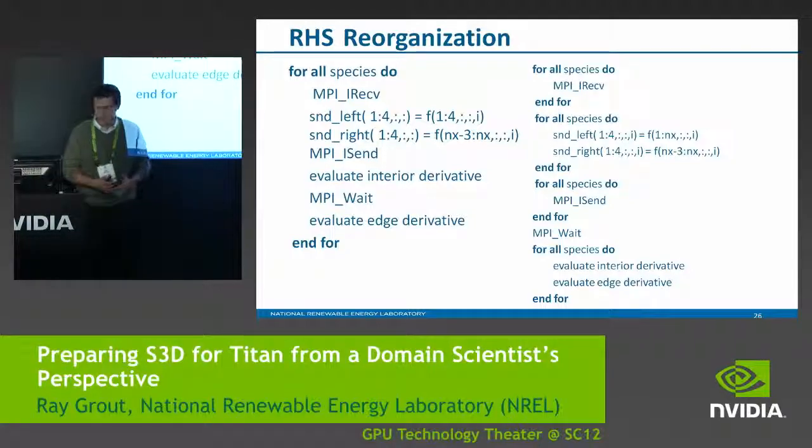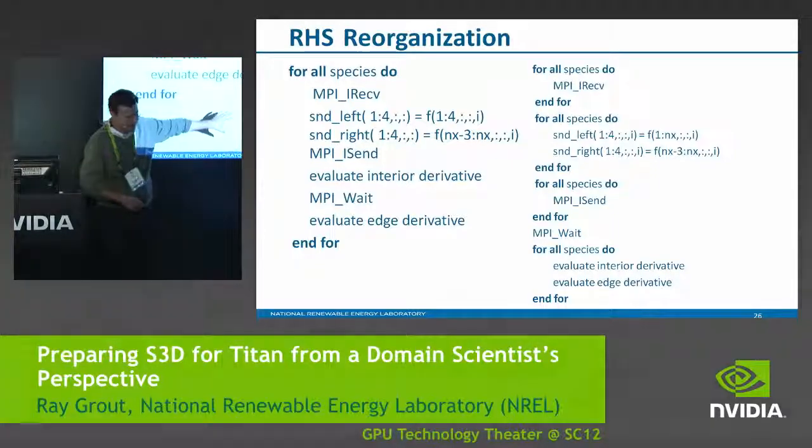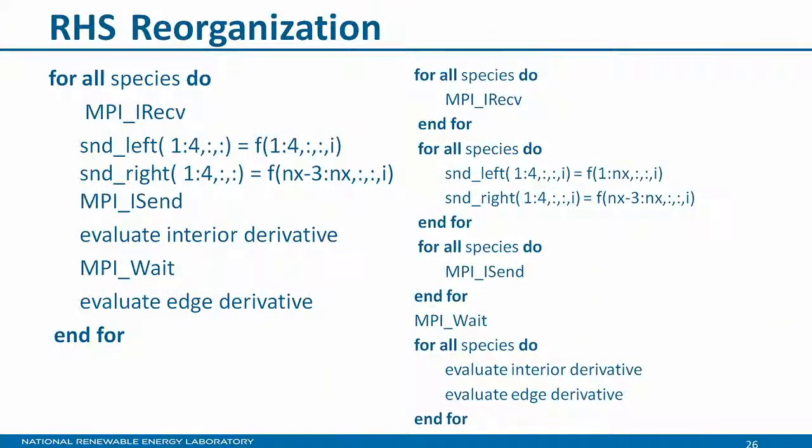It doesn't lend itself well towards aggregating communication and overlapping communication with compute when the compute required to do the interior isn't sufficient. So we restructured a lot of these things, at the expense of some more scratch memory, to do the sends and then wait and then do all of the derivative evaluation.